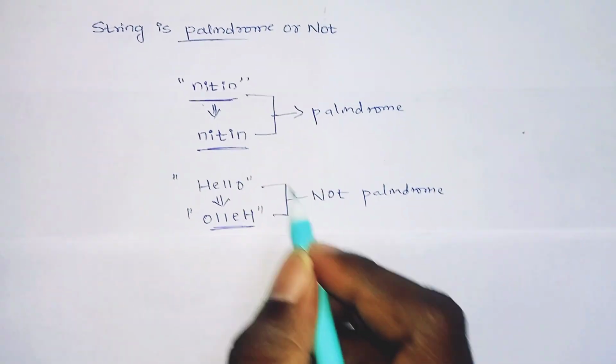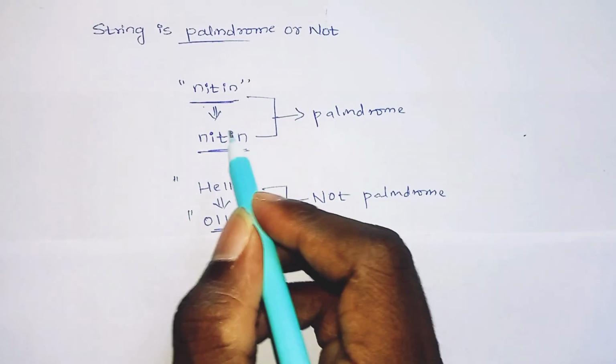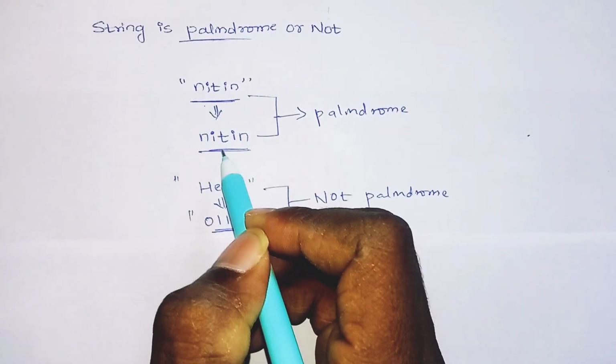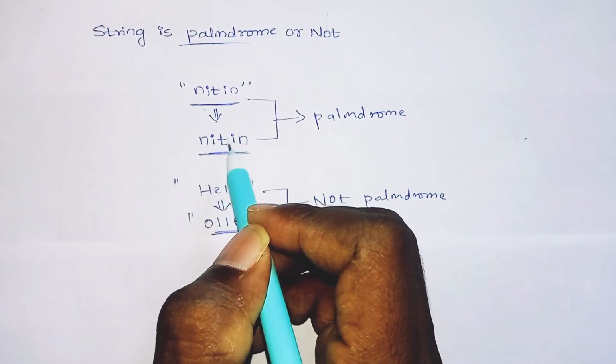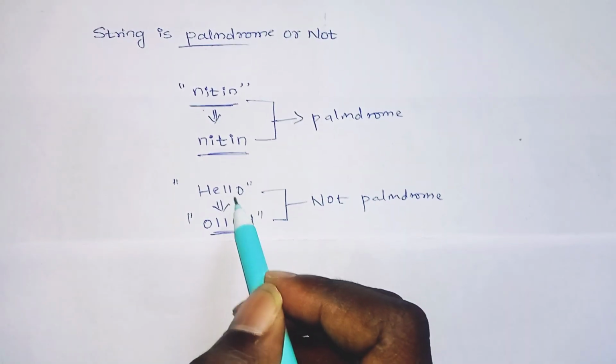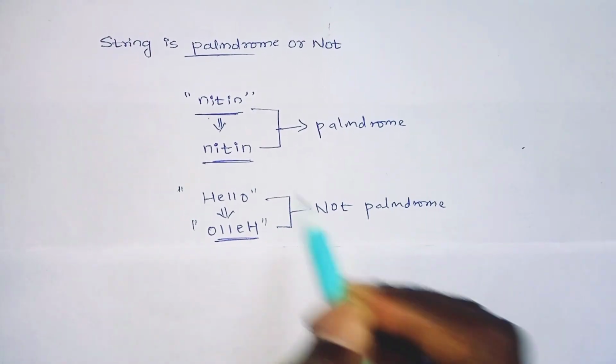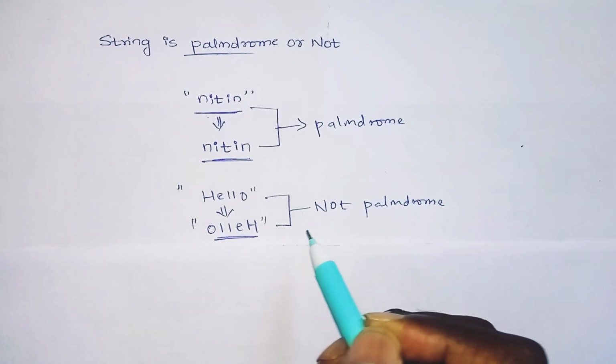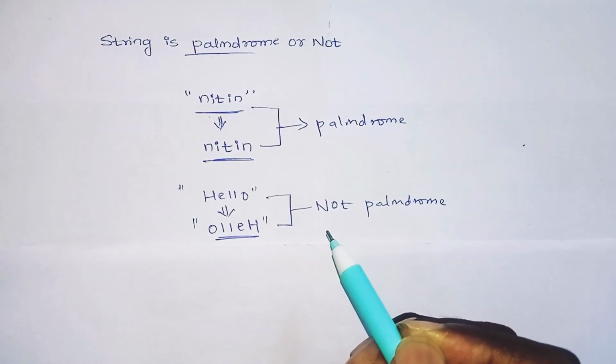So from these two examples, when the original string and the reverse string look similar, then we say the original string is a palindrome, or else the string is said to be a non-palindrome. So this is how we normally determine whether the given string is a palindrome or not.